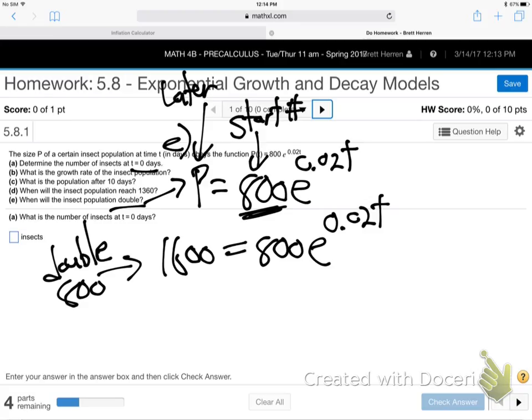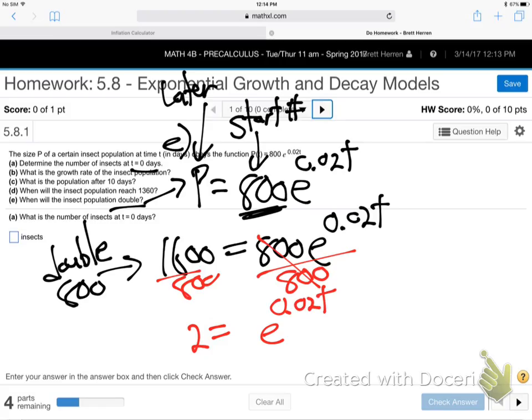Everybody good there? Double the 800, 1600 later. All right, how do we solve? You know it quite well. Divide by the 800.